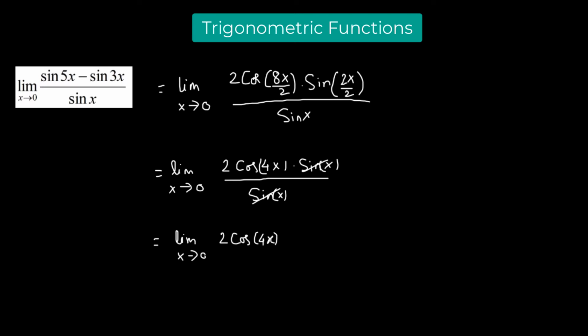Now we substitute for the value of x. That gives us 2 times cos of 0, cos of 0 being 1. So we have the limiting value of the given function is 2 when x approaches 0. Let us do another problem.